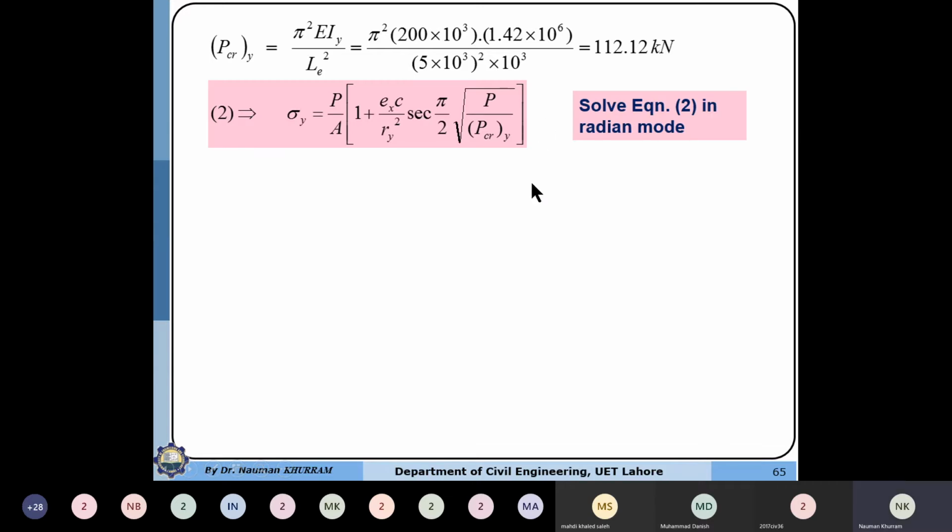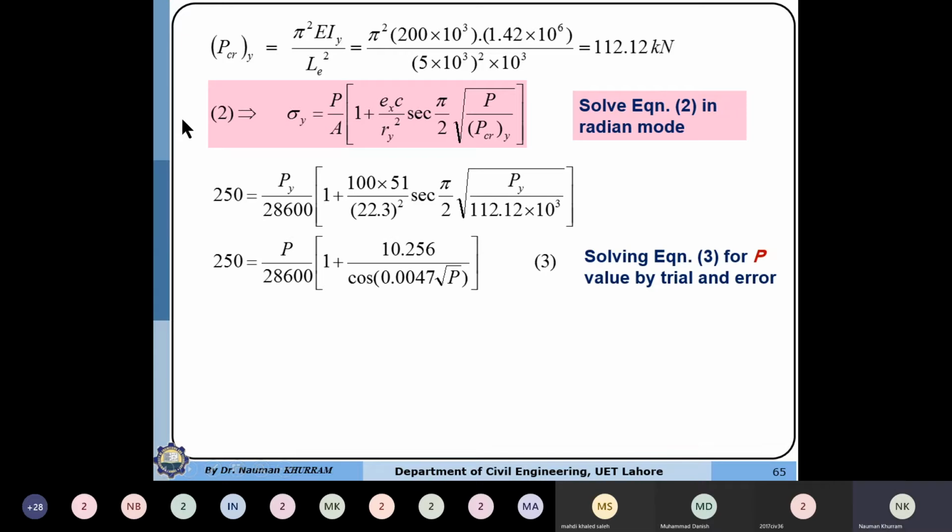Okay, solving question number 2. Substitute all the values. Sigma y is equal to 250. Area is given. Eccentricity is 100. C is equal to b_f by 2. r_y we have to use this. And P_y is unknown. And P critical about y-axis.